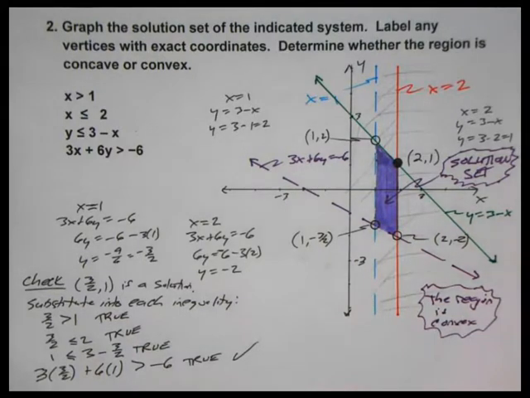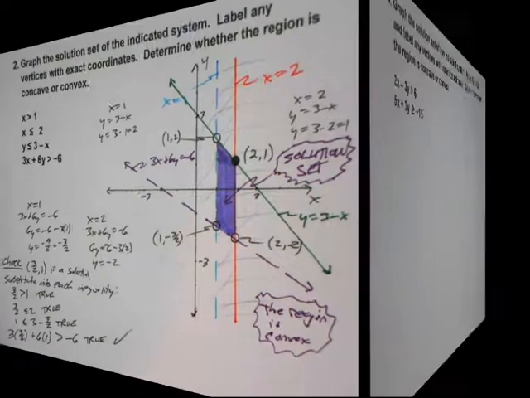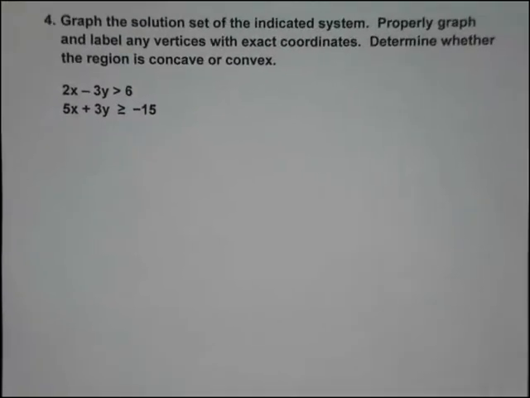Okay, that completes exercise 2. Exercise 4. Graph the solution set of the indicated system. Properly graph and label any vertices with exact coordinates. Determine whether the region is concave or convex.